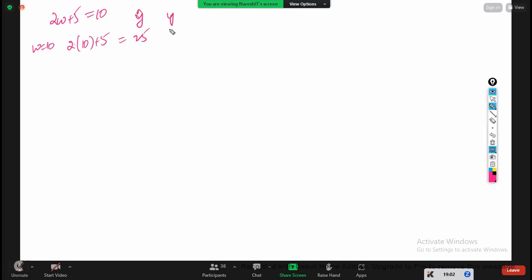But the original y is 10. I'm going to calculate my y minus y hat. That is nothing but 10 minus 25, which is minus 15. Now, after calculating y minus y hat, I'm going to adjust the weight. With this, the first step is completed, assuming the initial weight, and from that initial weight, we are calculating the y hat.